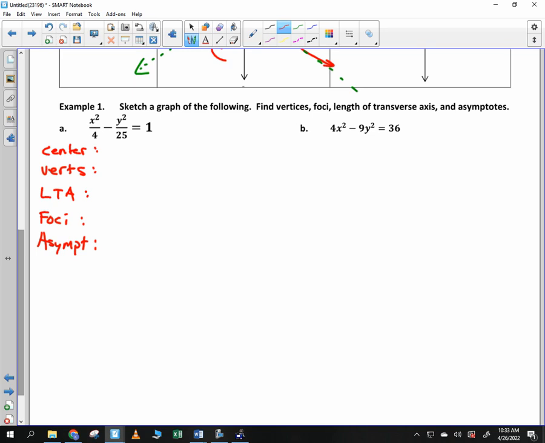Is this horizontal or vertical? Okay. It does not matter where the big number is. Remember, for ellipses, we looked at where the big number is. Doesn't matter for hyperbolas. What matters is what is positive. Because the x is positive, it's going to open horizontally, not vertically. Okay? So this can be horizontal. Can somebody tell me the center? 0, 0.